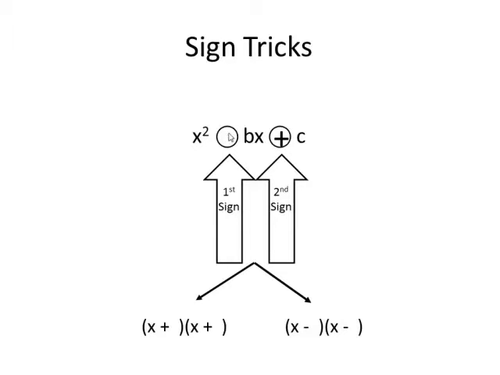If our first sign is positive, then this will be the scenario that we'll have. If the first sign is negative, then that means that this will be the scenario that we will have. So to review, if the second sign is positive, then both factors will have the same sign, either both negative or both positive. And now the first sign will tell us what that sign is. If it's negative, then they'll both be negative. If it's positive, then they'll both be positive.